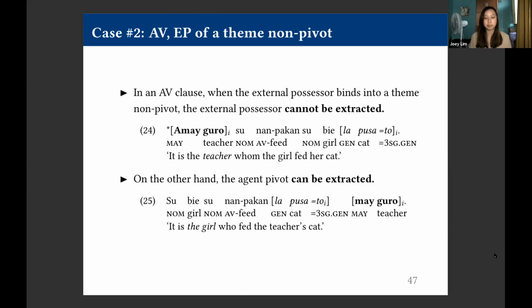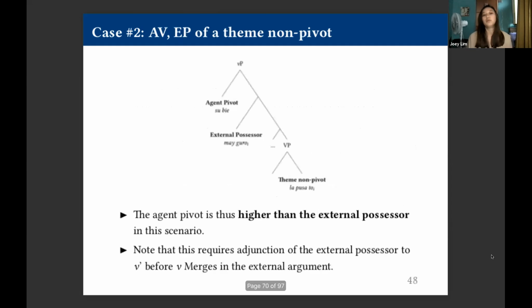On the other hand, as expected, the Asian pivot can be extracted. What this means is that when there's external possession of a theme non-pivot, the Asian pivot is higher than the external possessor. I make a note here that this might require adjunction of the external possessor to LeoV bar before LeoV merges in the external argument.